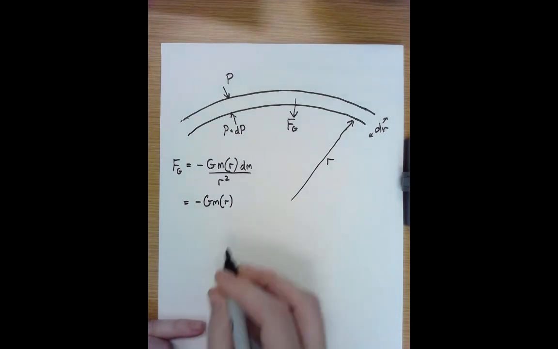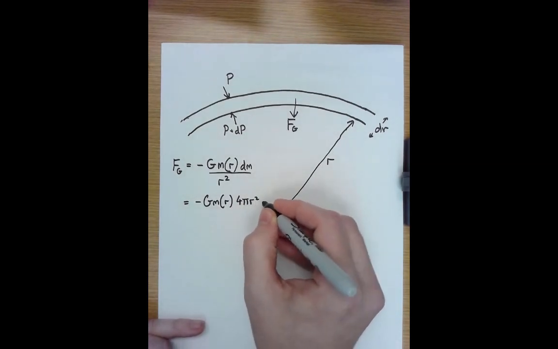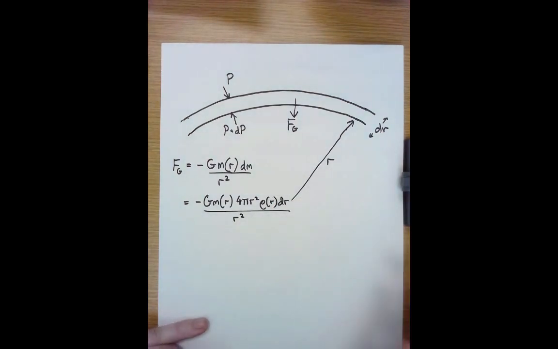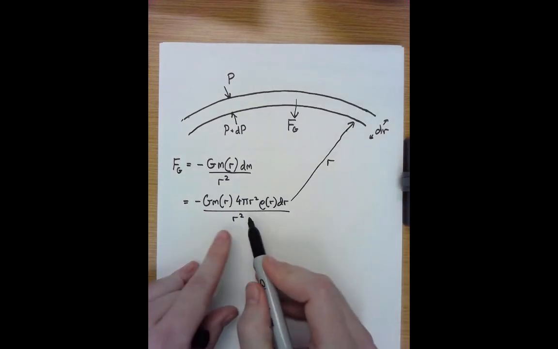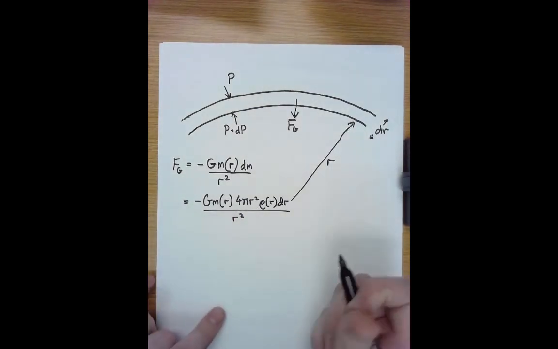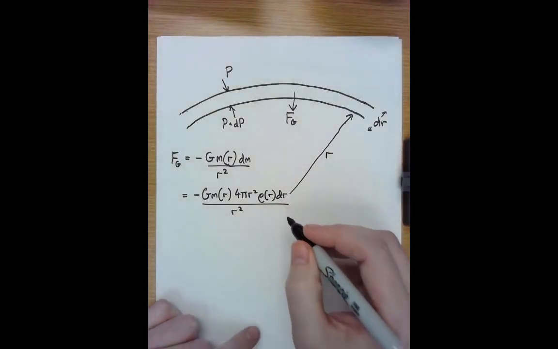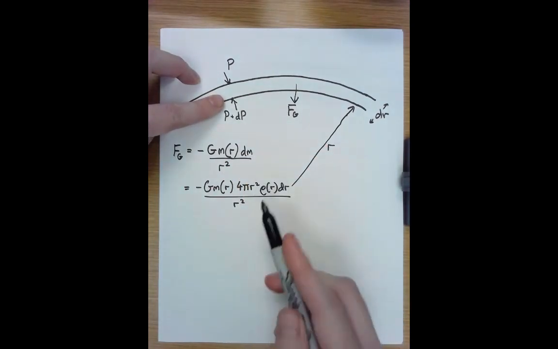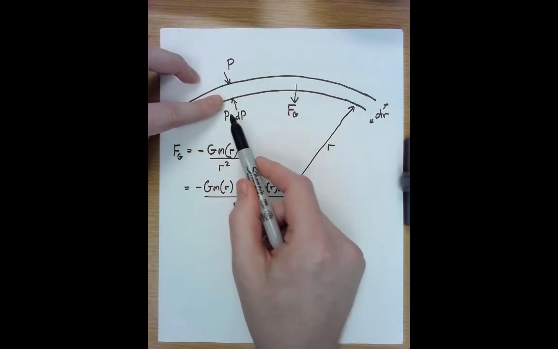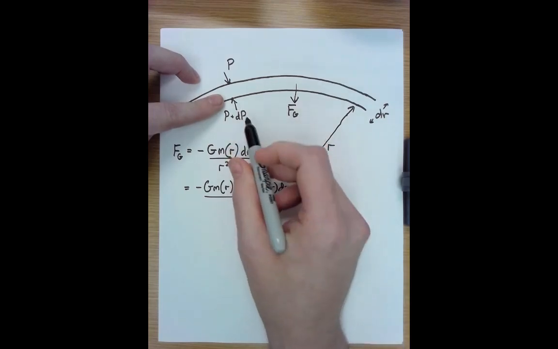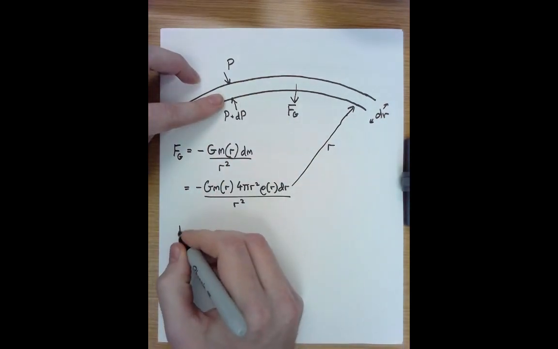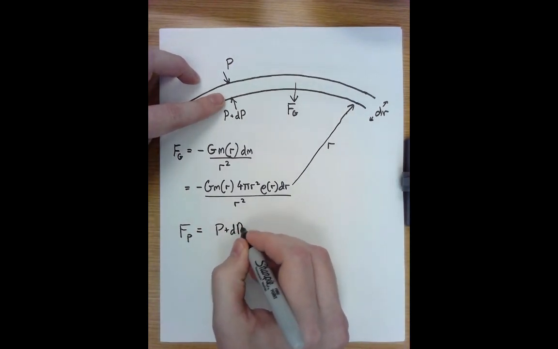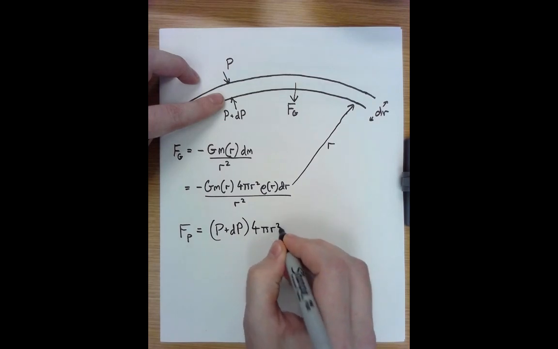We've encountered dm before. It's just 4 pi r squared rho of r dr, and then we're dividing by r squared here. I'm not going to cancel this at the moment, for reasons that will become clear. So what about the pressure force? Well, pressure force is equal to pressure times area, right? So the pressure force acting upwards on the spherical shell is equal to P plus dP times the surface area of the shell, 4 pi r squared.